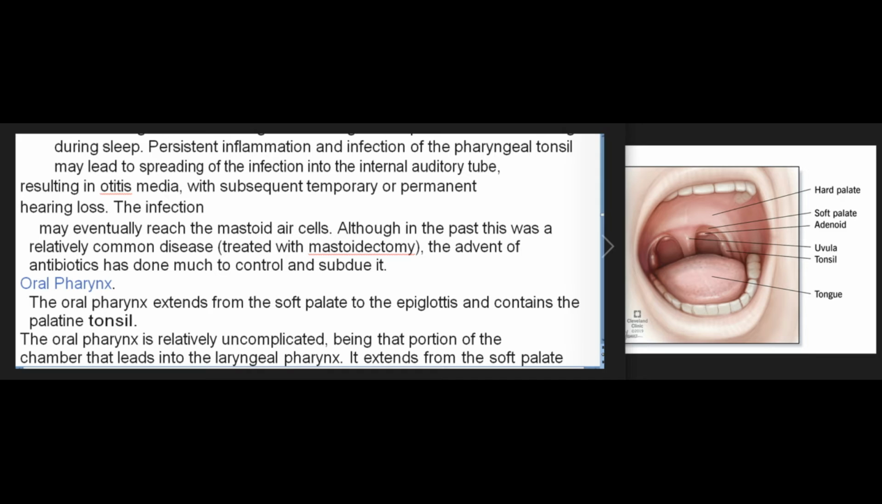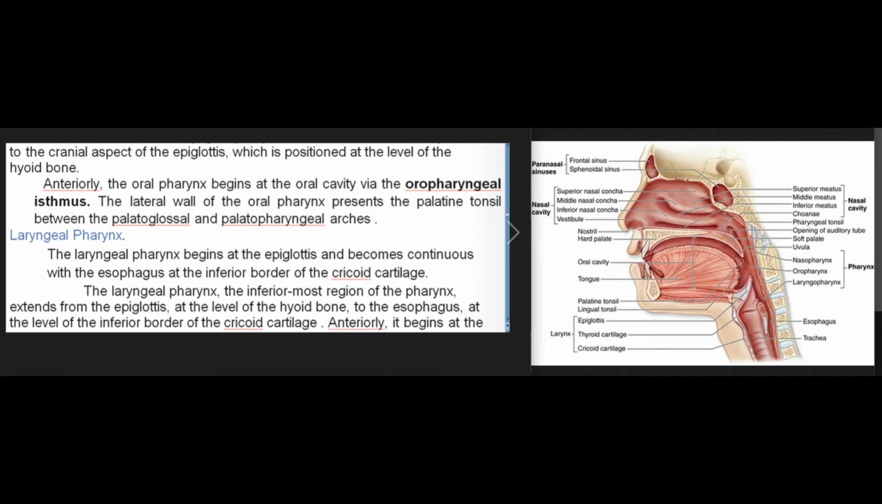Oral pharynx. The oral pharynx extends from the soft palate to the epiglottis and contains the palatine tonsil. The oral pharynx is relatively uncomplicated, being that portion of the chamber that leads into the laryngeal pharynx. It extends from the soft palate to the cranial aspect of the epiglottis, which is positioned at the level of the hyoid bone. Anteriorly, the oral pharynx begins at the oral cavity via the oropharyngeal isthmus. The lateral wall of the oral pharynx presents the palatine tonsil between the palatoglossal and palatopharyngeal arches.